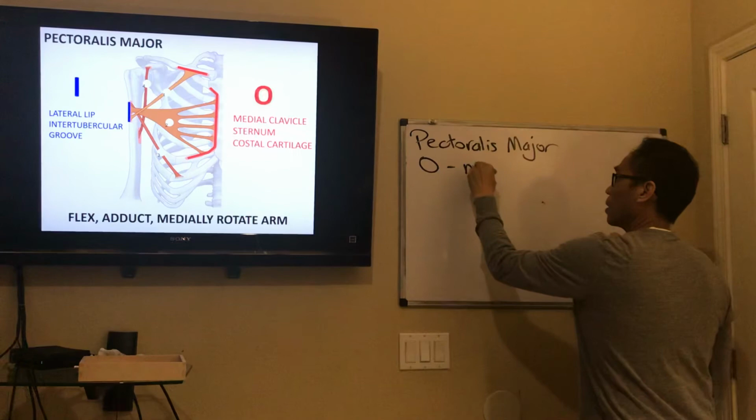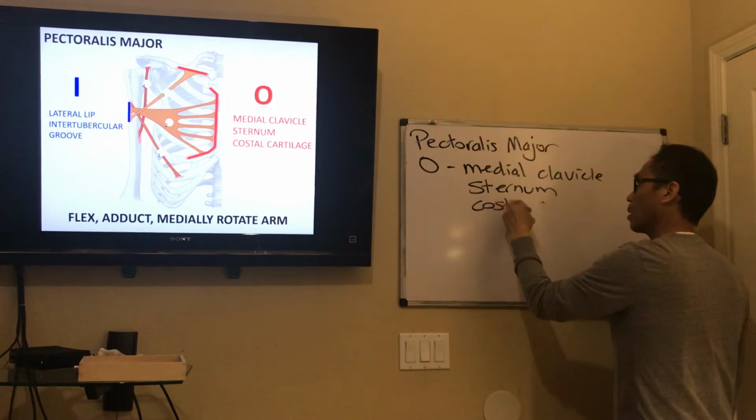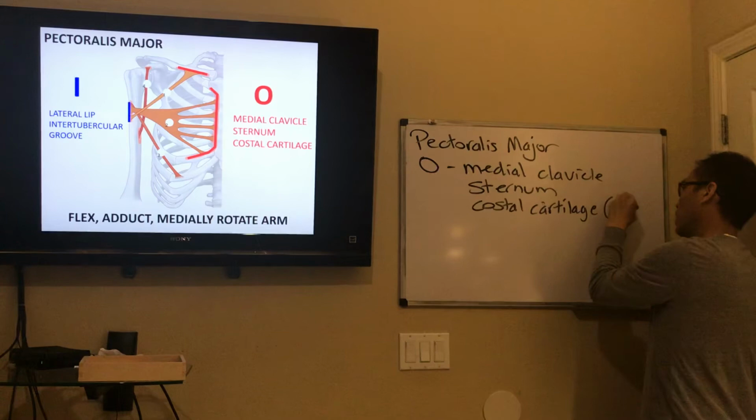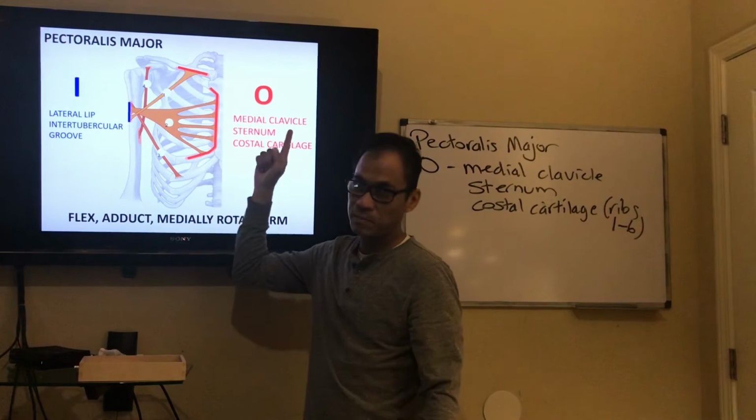Medial clavicle, basically all parts of the sternum, costal cartilage, something like ribs 1 through 6, costal cartilage. Let's remember that's the cartilage that helps attach the ribs to the sternum, costal cartilages.